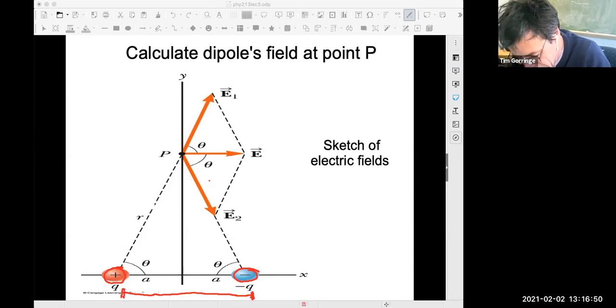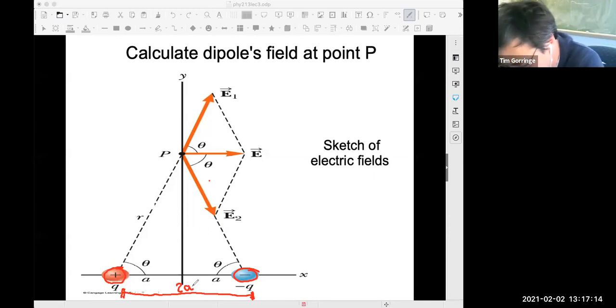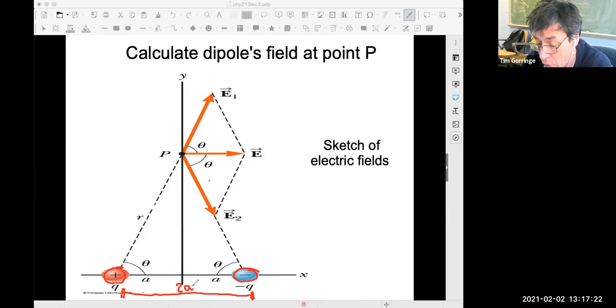And this distance is actually 2 times A. So A is the distance of the positive charge on the left of the vertical y-axis, and A is the distance of the negative charge on the right of the y-axis. And so the separation between these two charges is actually 2A. Now what we're going to do, and we're actually going to use both those equations for the fields of point charges and that principle of superposition for charges.